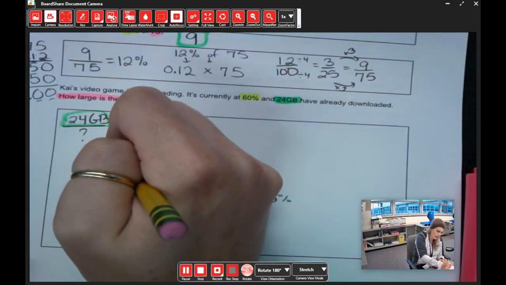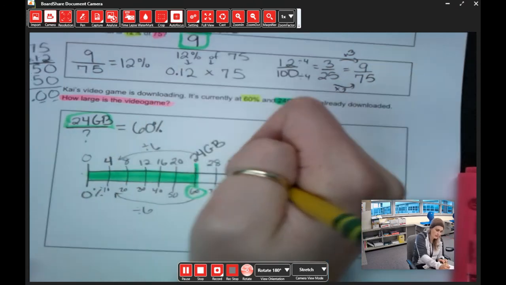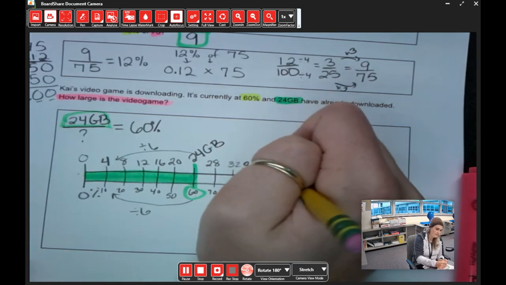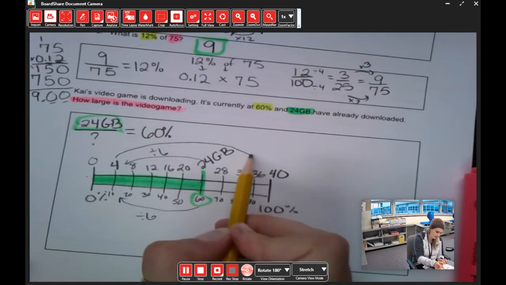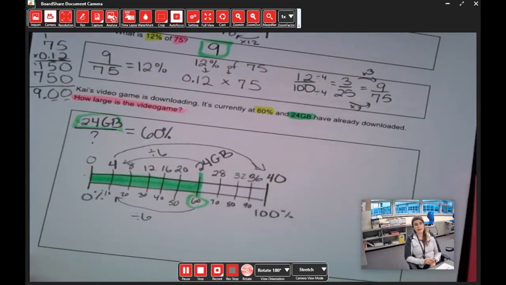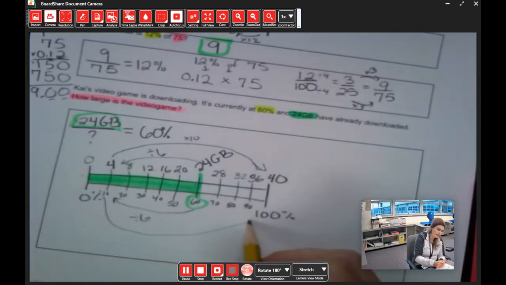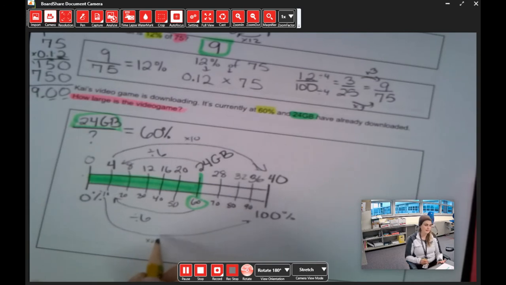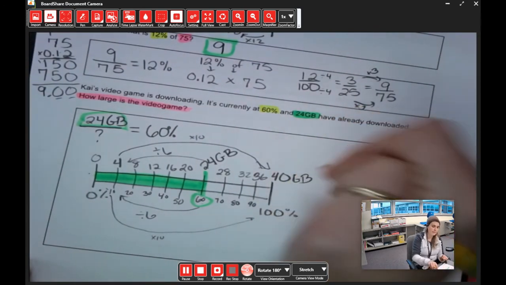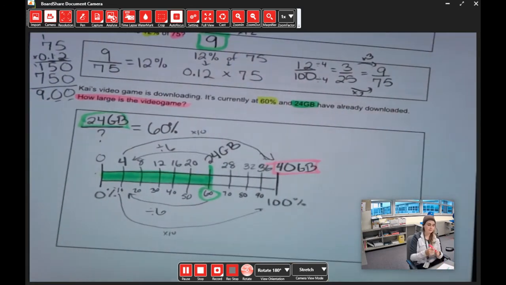So 4, 8, 12, 16, 20, 24, 28, 32, 36, and 40. There we go. 4 times 10 gives me 40. And 10 times 10 gives me my full 100% of my video game. So this video game is 40 gigabytes large. Now I've got my work.